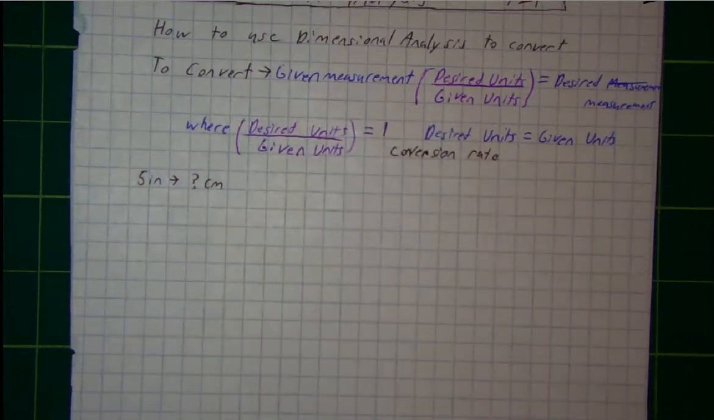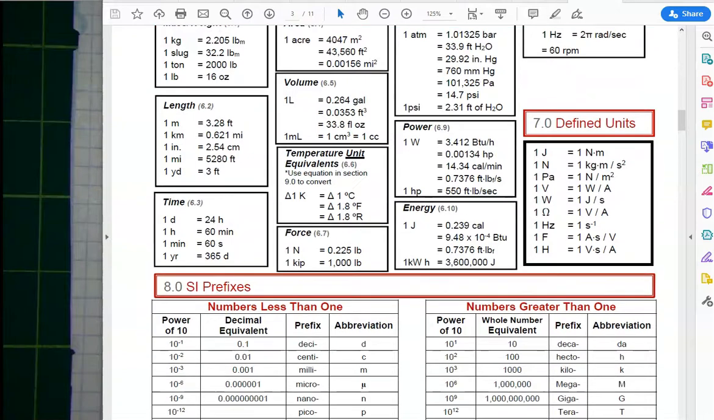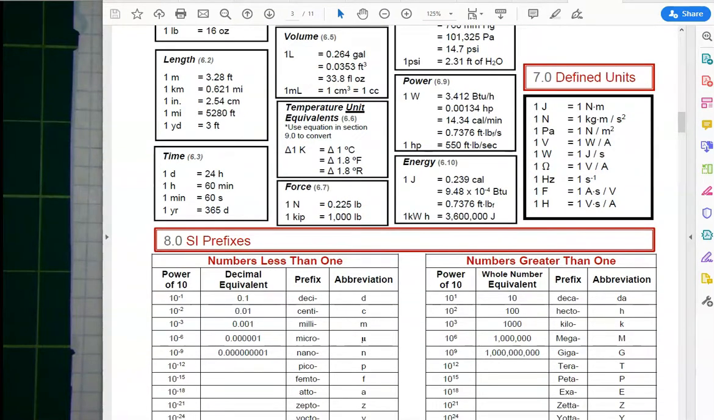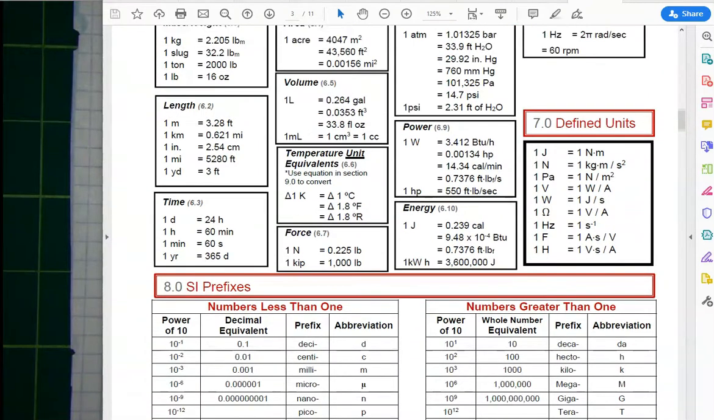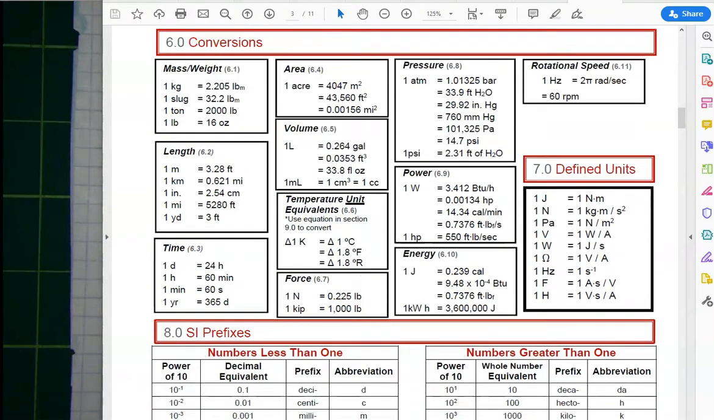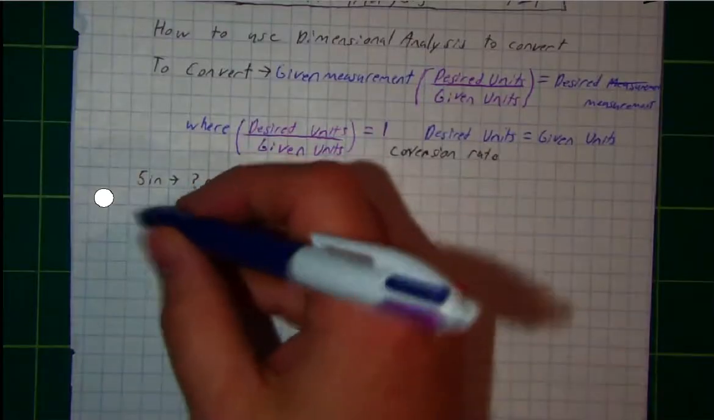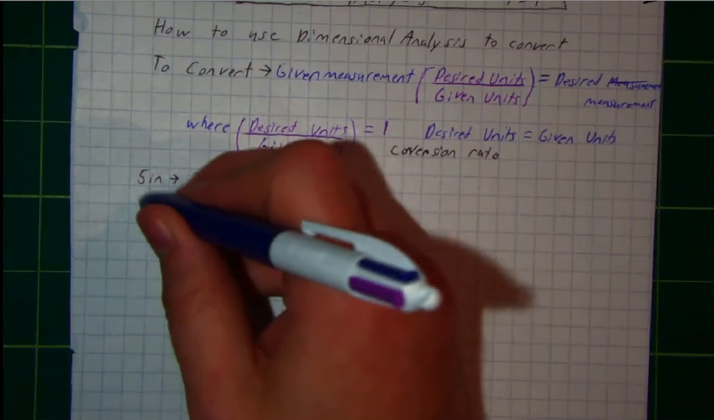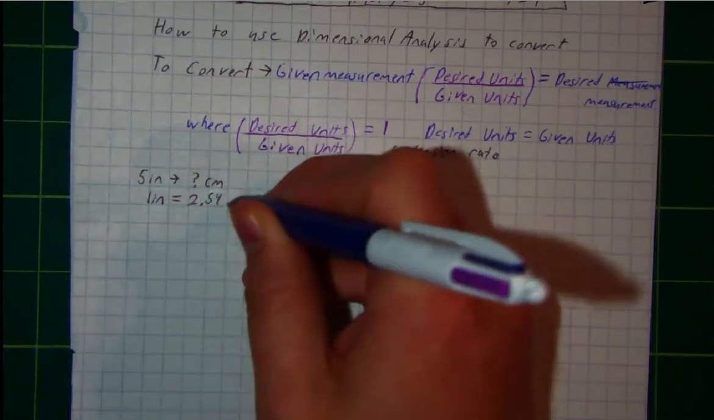If we pull up our conversion sheet, you can see there are all kinds of conversion rates. We can also find the table that we built in our unit conversion section. If we look for length, we can see that 1 inch equals 2.54 centimeters. So we can write that out: 1 inch equals 2.54 centimeters.